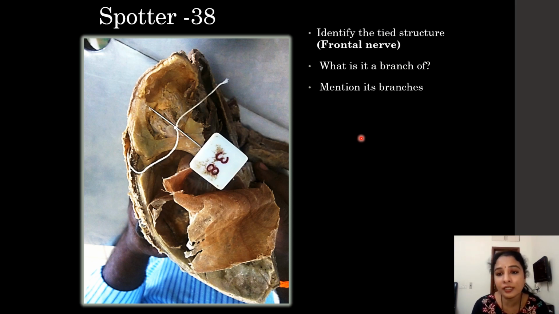Frontal nerve is a branch of ophthalmic division of trigeminal nerve, and when it runs anteriorly, it splits into two branches called supratrochlear and supraorbital nerves, which come out of the orbit and supply the scalp, sensory supply to the scalp.